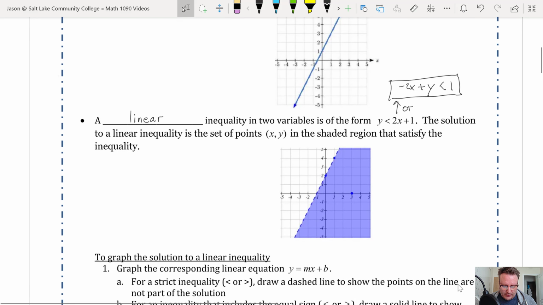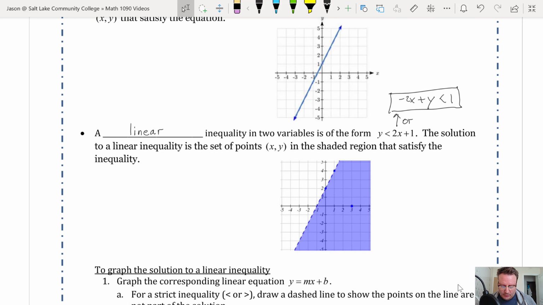Now, a linear inequality in two variables is of the form negative 2x plus y is less than 1. And in this case, the solution to a linear inequality is, again, the set of all points x, y that satisfy, this time, the inequality. Instead of getting just a line of points, we're going to get a whole region of the plane, like half of the plane, that will satisfy the inequality.